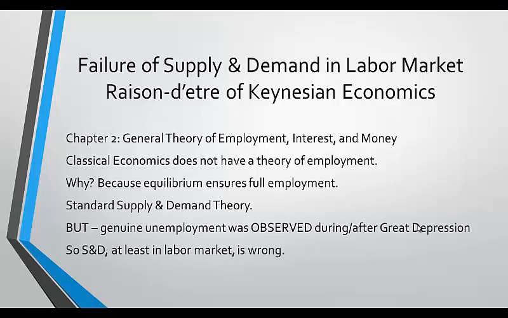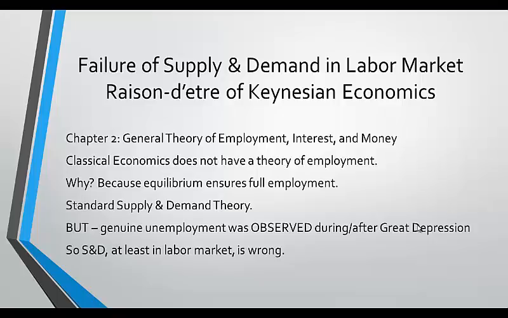Now he says that classical economics does not have a theory of employment. So that's a bit strange. He says that because under the assumptions of classical economics, you always have full employment. So there is never unemployment, and so there is no room for fluctuations in the level of employment. Everybody who wants to work at the going wage will find a job. So there cannot be any fluctuations. And this is the standard supply and demand theory.